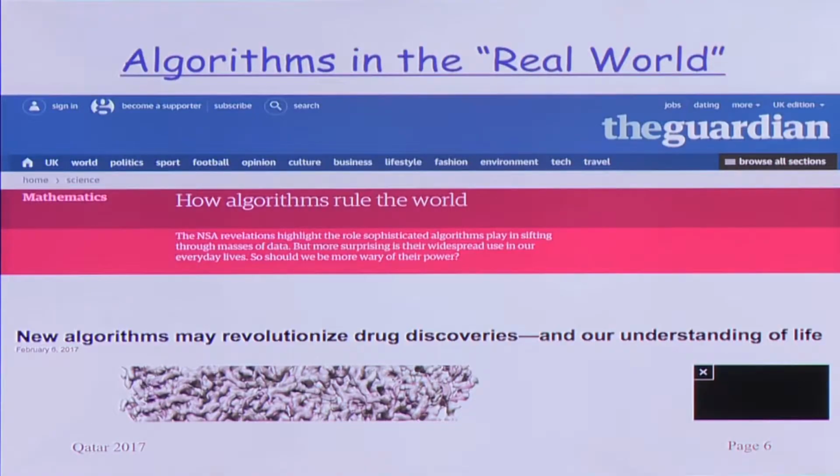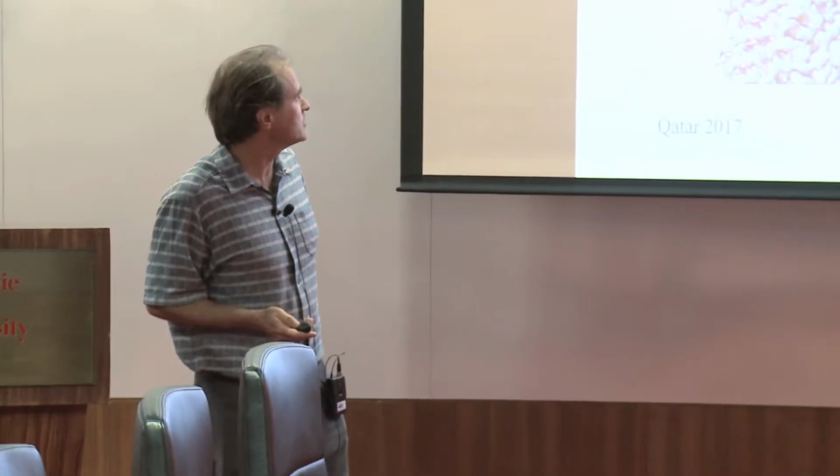And of course, algorithms are not just an educational thing. They're used in the real world, and that's part of the reason. So here's The Guardian from, I guess, a couple years ago, basically claiming that algorithms rule the world. I'm not sure if they meant this in a particularly good way, given that the NSA appears next. But algorithms are used all over in all sorts of cool applications.